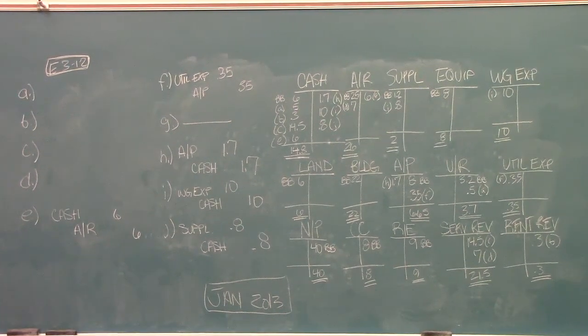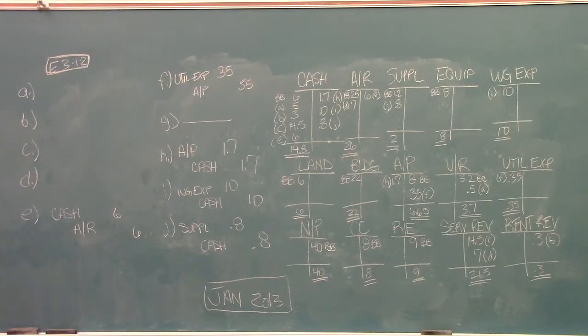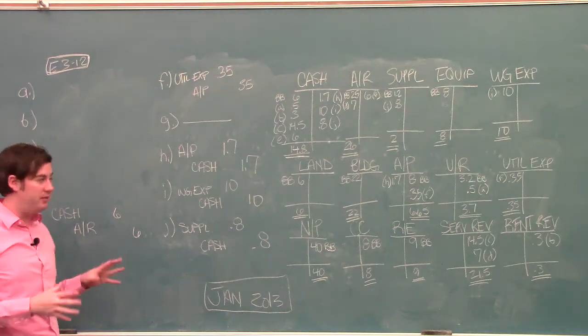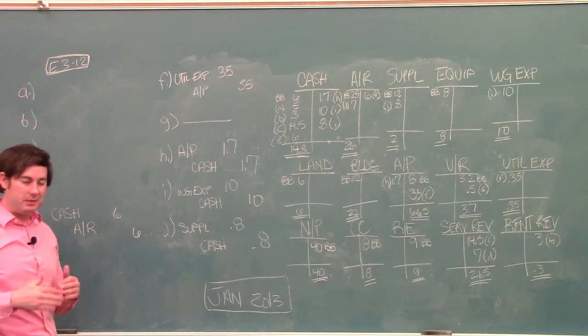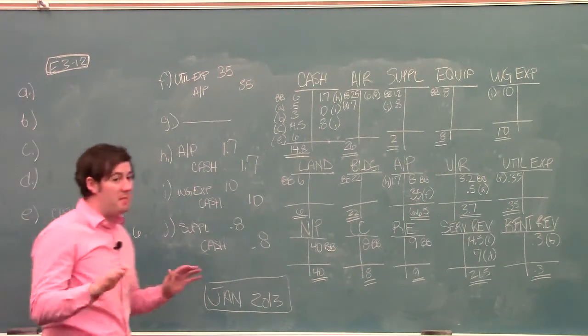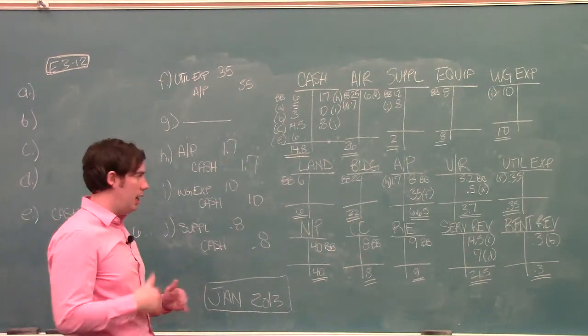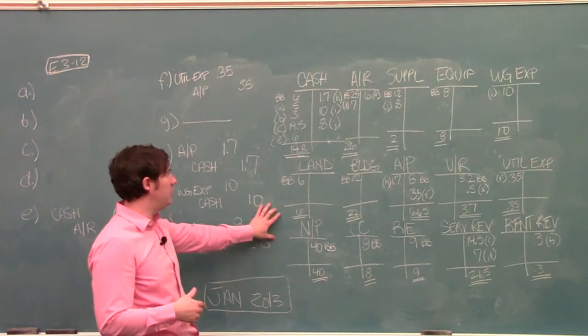Okay, the next problem that we're working on in chapter 3 is E312. E312 is one of those problems, again, that has a lot of information, so I've written some of it on the board to try to help us save some time, but we'll go over it. One of the main things that I've written down that'll be a little bit time consuming is writing out the T accounts, okay?